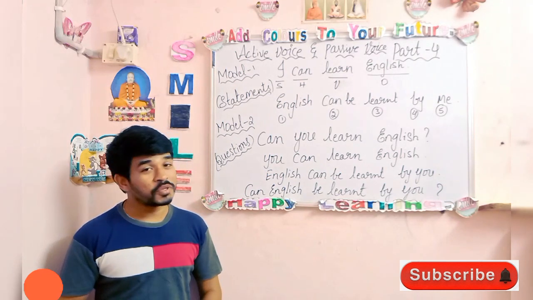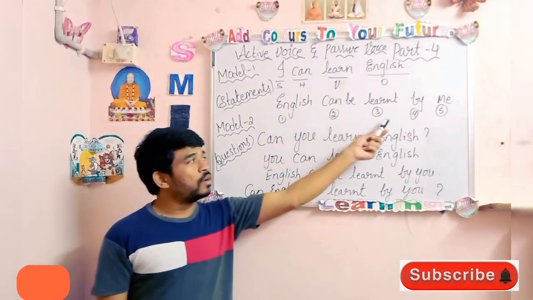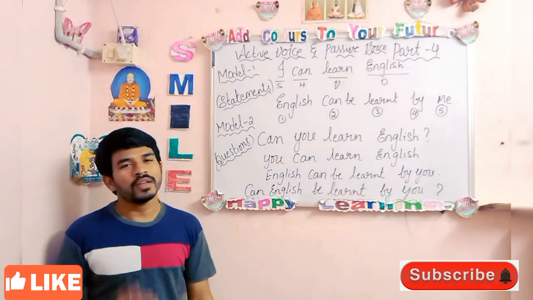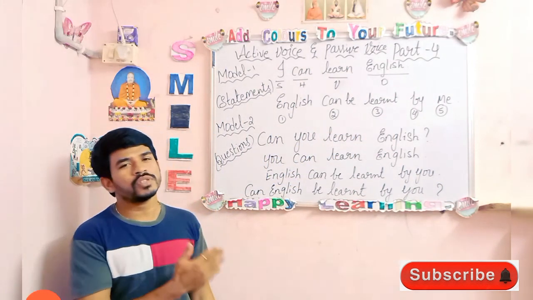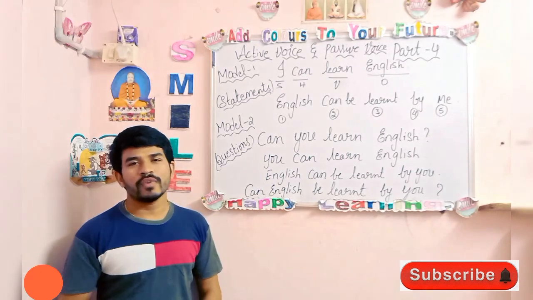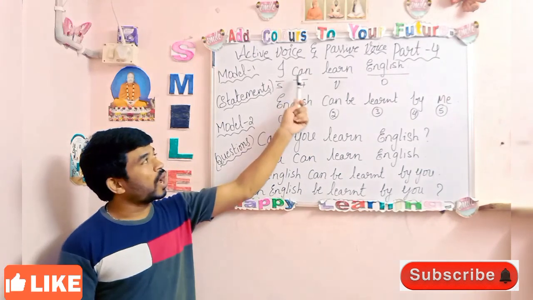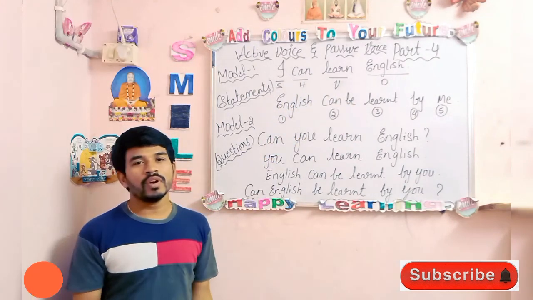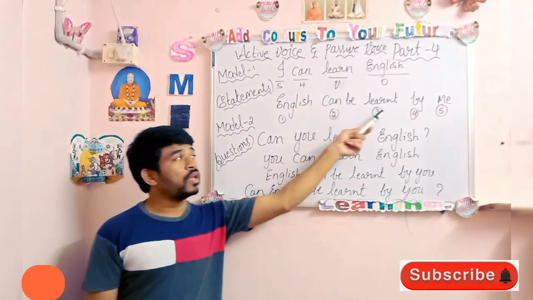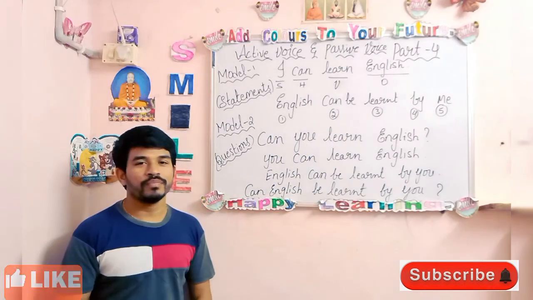I hope it is clear to you. English can be learnt by me. If any statement is given, we have to change the sentence in this format. Is it clear? For example, I will learn English. Then what is the answer? English will be learnt by me.